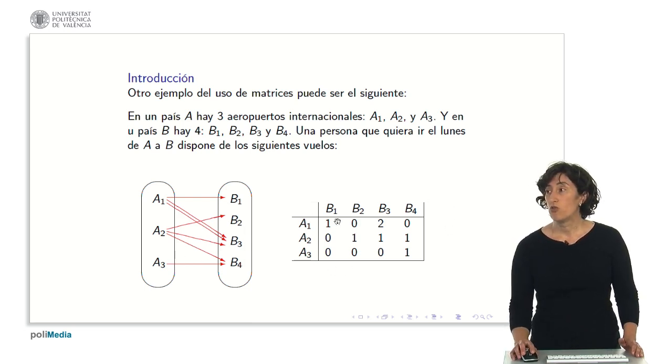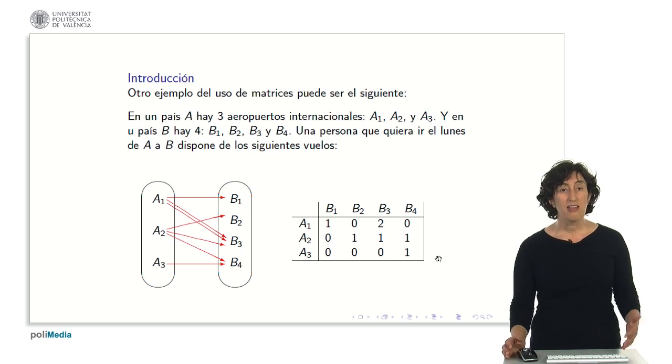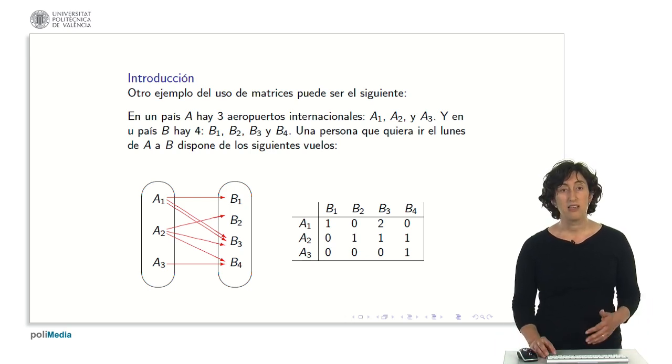From A1 to B1 there is 1, from A1 to B2 there is none, from A1 to B3 there are 2 flights, from A1 to B4 there is 0, etc. As you can see, again a box of numbers appears, which is what we are going to call a matrix. Hence the utility of matrices, and they usually appear in daily life.